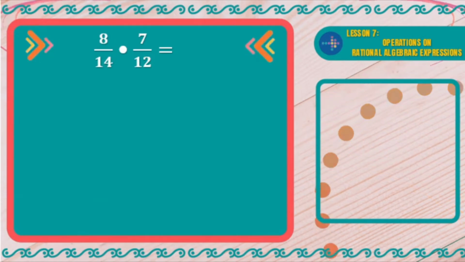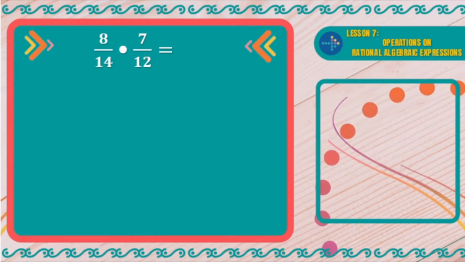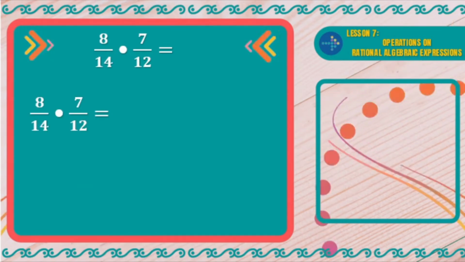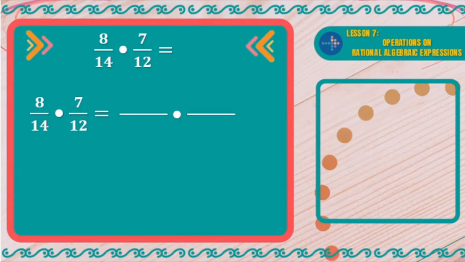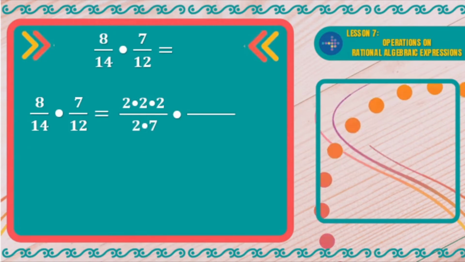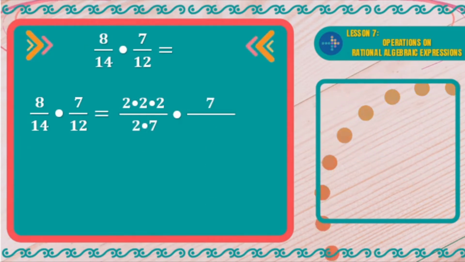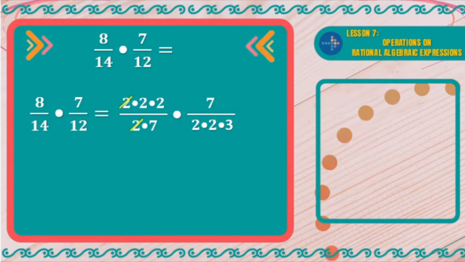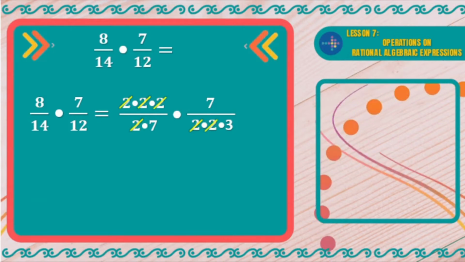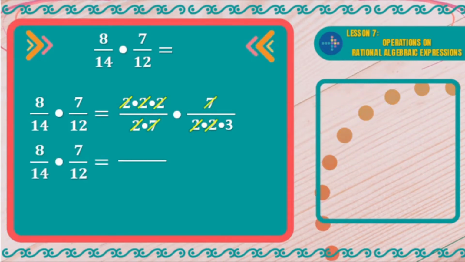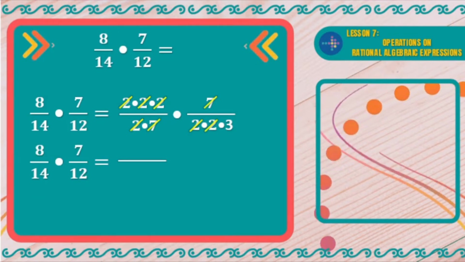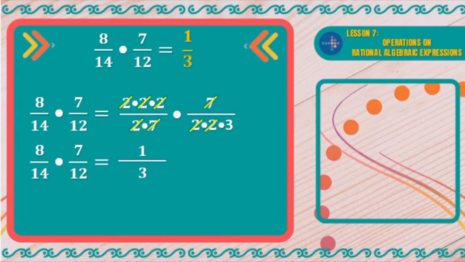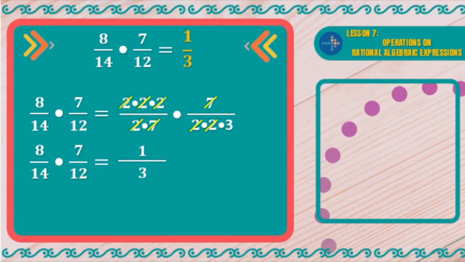For example, we have 8 over 14 times 7 over 12. Let us first factor the numerators and the denominators of each expression. For 8, we have 2 times 2 times 2. For 14, we have 2 times 7. For 7, 7. For 12, we have 2 times 2 times 3. Then cancel common factors. So we have 2, we have 2, we have another 2, then 7. So in the numerator, the remaining factor is 1. Then in the denominator, we have 3. So the final product is 1 over 3, or 1/3.